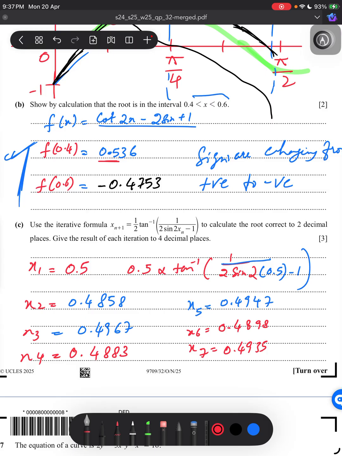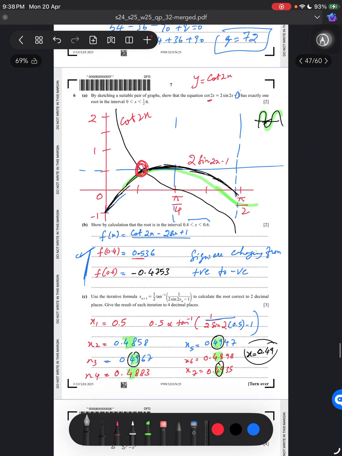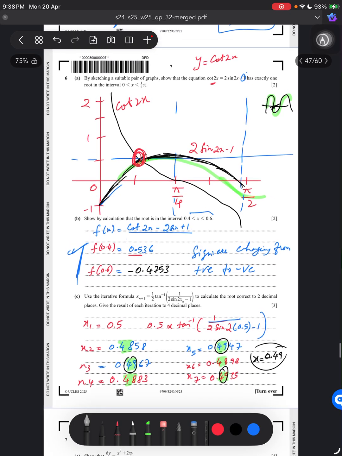So let's think. To 2 decimal places, this turns out to be 4.8, 4.8, 4.9. Most of the time it is 4.9. So we can say that, choosing the values here, 3 times when the output turns out to be this, it will be the value of 0.49. That would be the answer for 6 part C. So that was done.